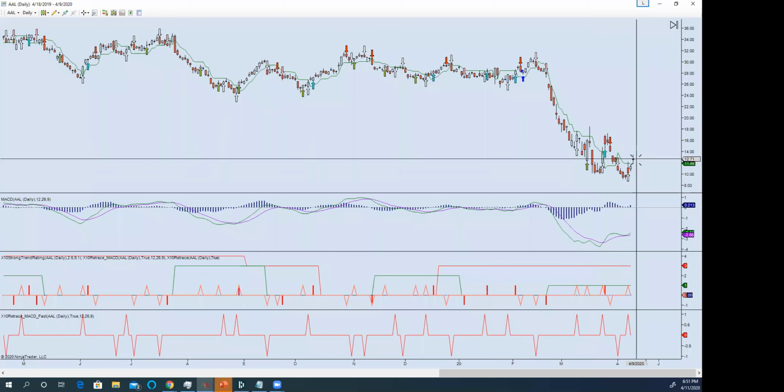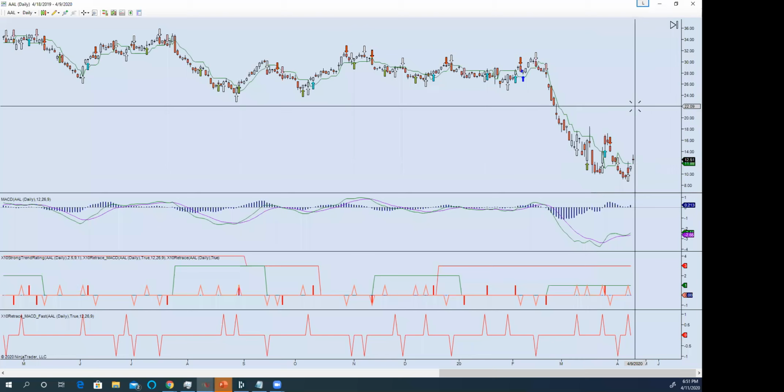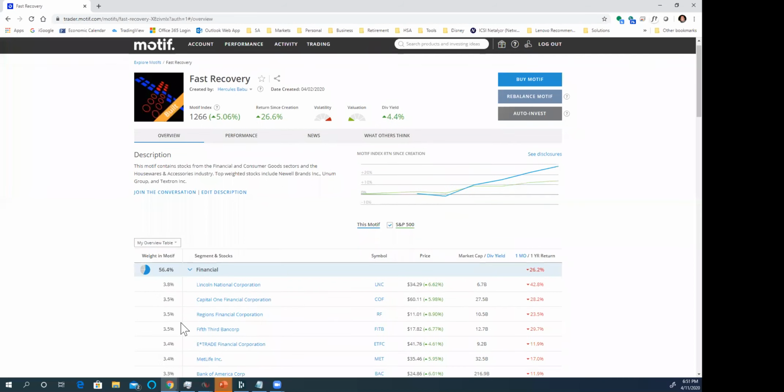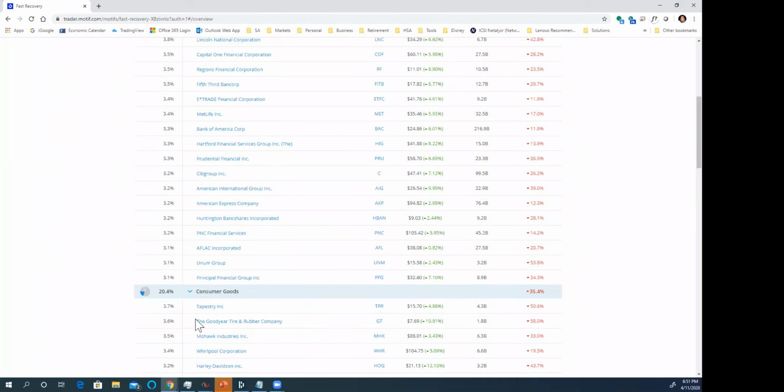So is it a good entry? I would say as a combination of a basket it is a good entry, but all by itself, 100% in is not a good entry. So if we go back into our basket, there should be some airline stock also, if I'm not wrong.